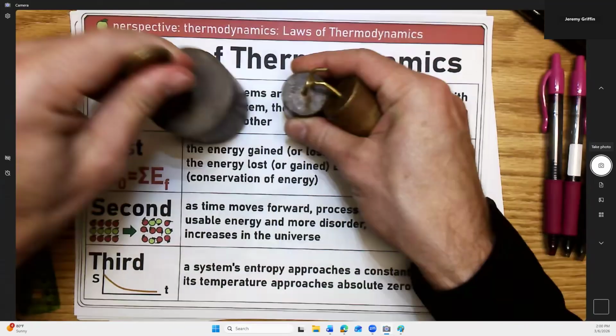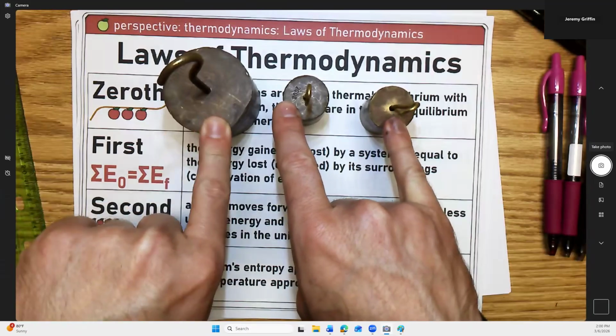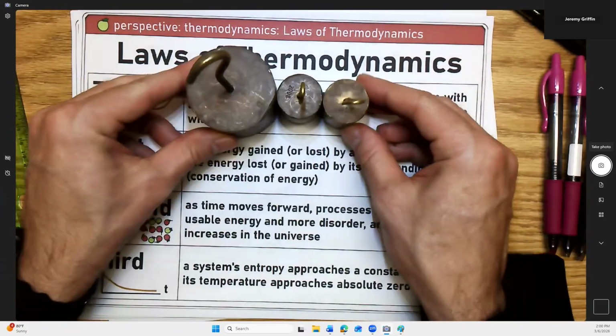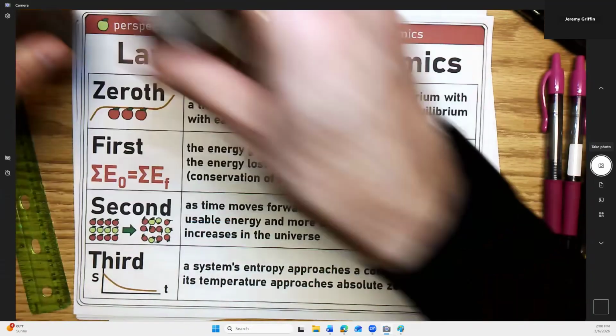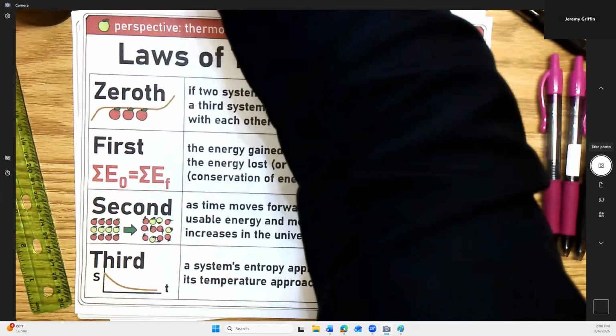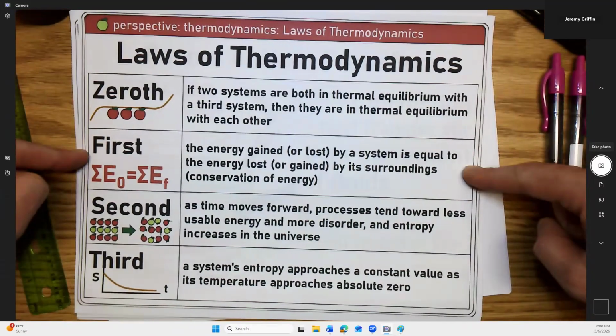So say I've got these three objects right here. Right now, all these three objects are the same temperature as the room we're sitting in. So if I put these next to each other, there's going to be no transfer of thermal energy because they're all the same temperature. So that's kind of what this one does. The first law of thermodynamics is actually related to one that you learned last semester.